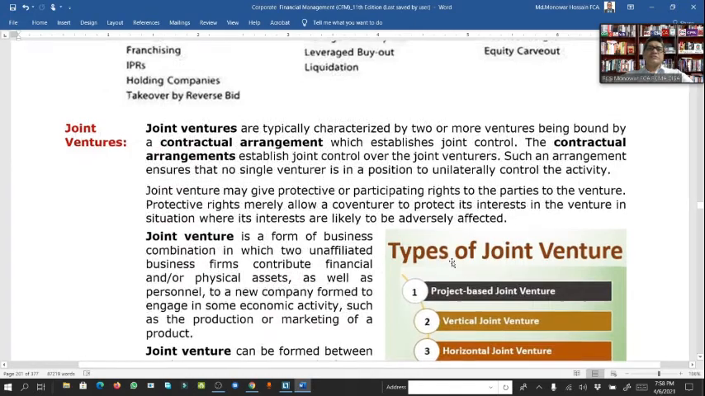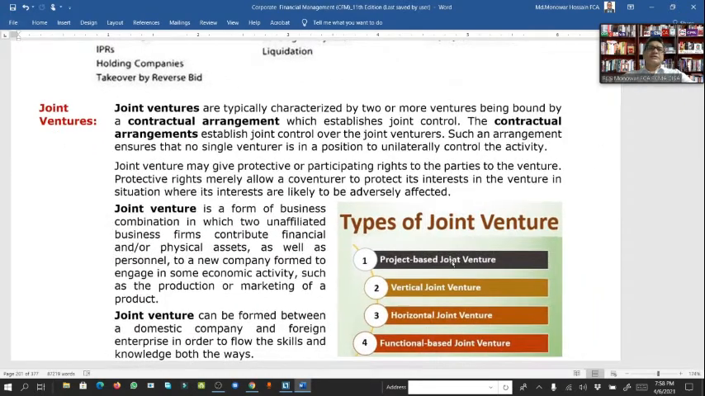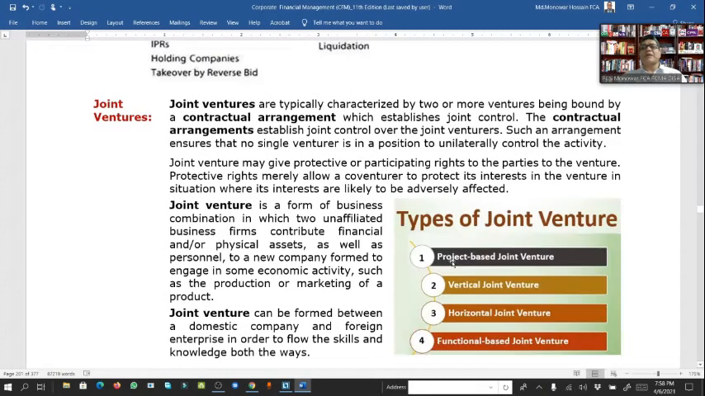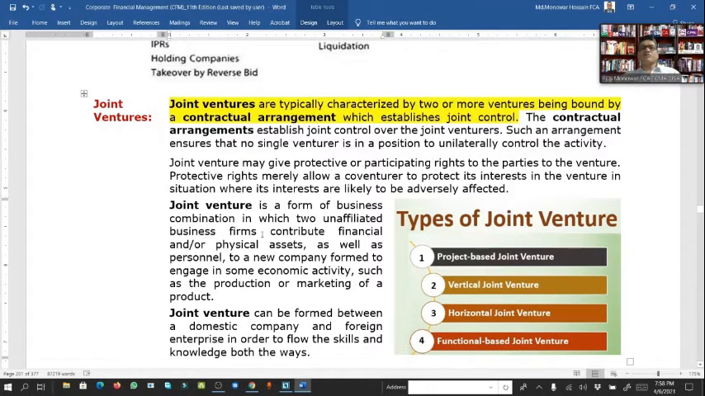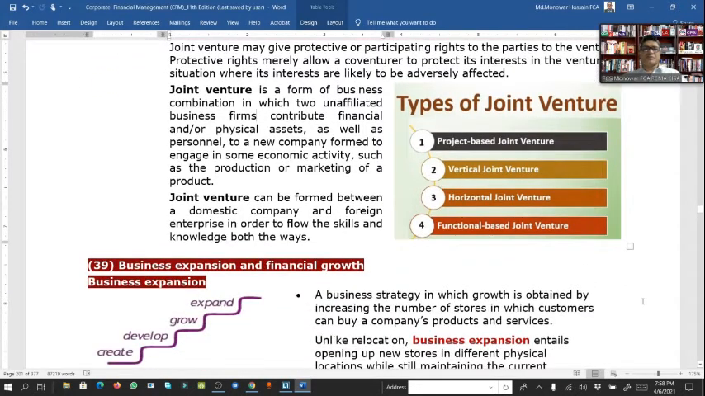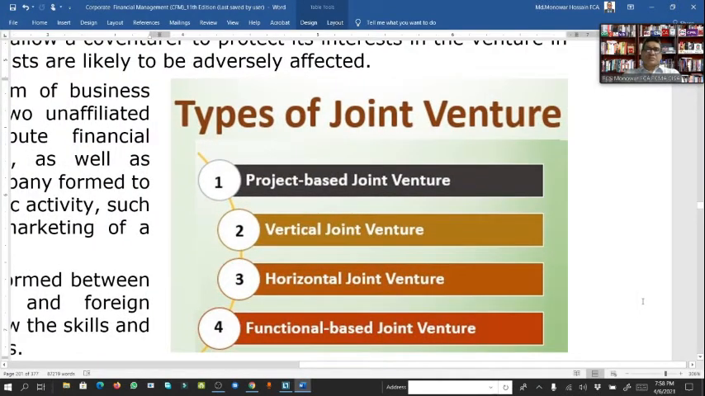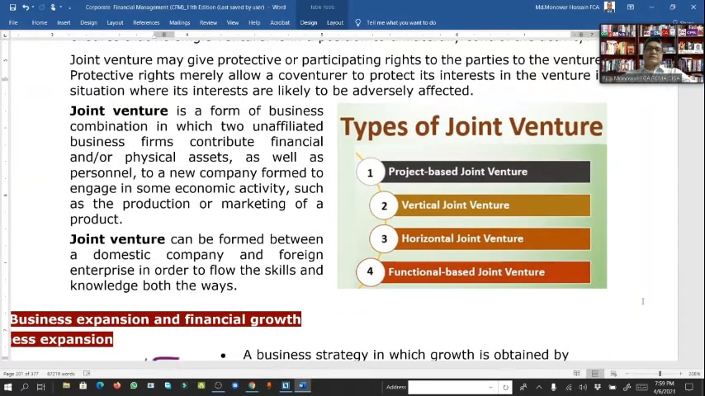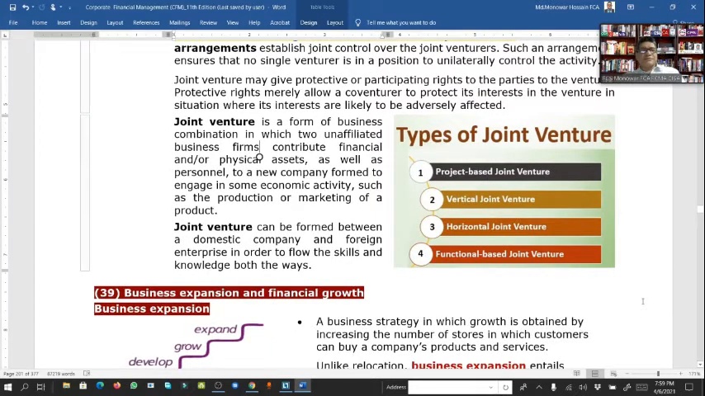If we look at joint ventures, there are different types. Joint ventures are typically characterized by two or more ventures being bound by a contractual arrangement which establishes joint control over the joint venture, such that no single venturer is in a position to control the activity alone. There are different types: project-based joint venture, vertical joint venture, horizontal joint venture, and functional-based joint venture. These types of joint venture make it possible to increase the value addition of the company.